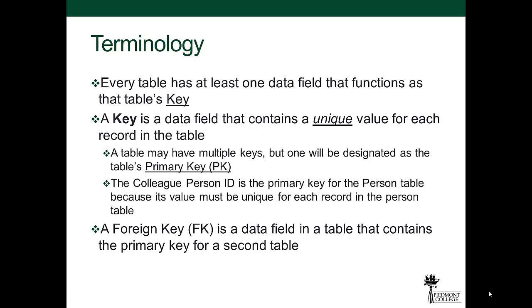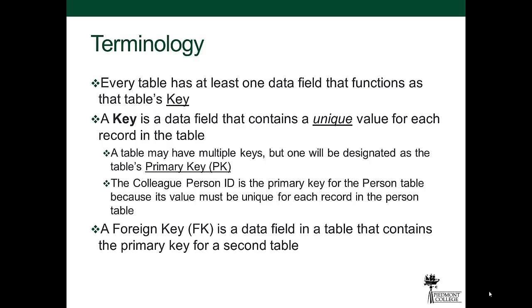Every table has at least one data field that functions as that table's key. The key is a data field that contains a unique value for each record in the table. It enables us to select any single row in a table by specifying the key's value for its row. And as you'll see, it allows us to link related records in two different tables. As you should already know, the person ID data field is the primary key for the person table. Its value must be unique for each record in that table.